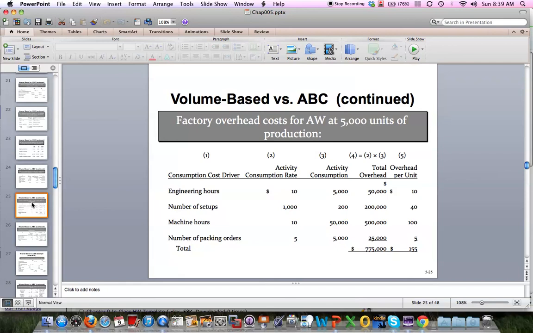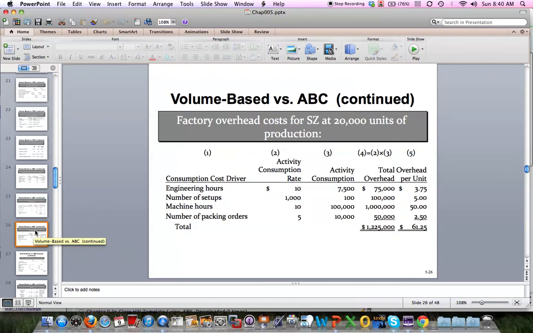So we've got $10 per engineering hour times 5,000 hours to get $50,000. $1,000 per setup, we had 200 setups, $200,000. Machine hours, $10 per hour, we had 50,000 hours, $500,000. We had $5 per packing order, 5,000 packing orders happened, $25,000. So we come up with overhead of $775,000, and then we get an overhead per unit of making 5,000 units. For column 5, everything's divided by 5,000 units of AW. Remember that AW is the fancier model.